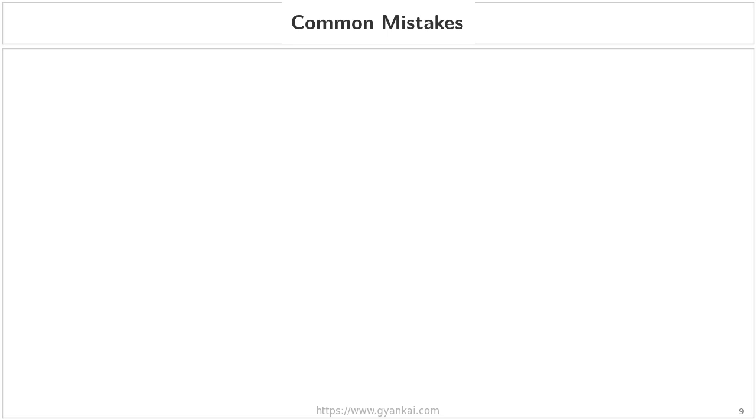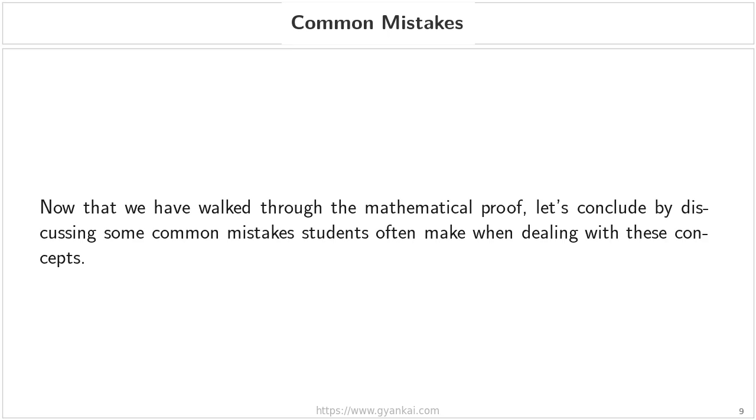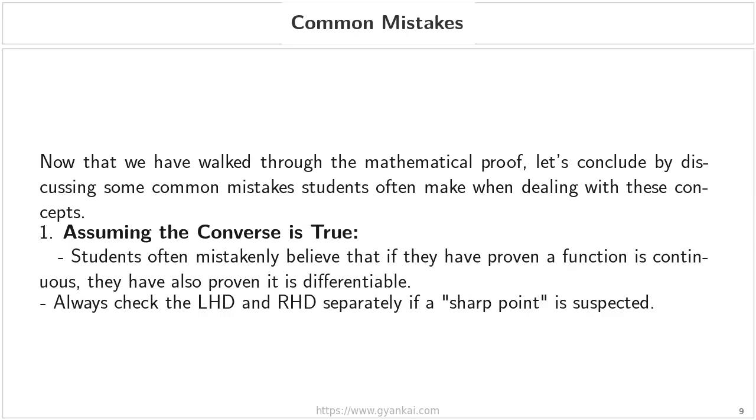Common mistakes. Now that we have walked through the mathematical proof, let's conclude by discussing some common mistakes students often make when dealing with these concepts. First, be careful about assuming the converse of our theorem is true. It is a very frequent mistake to believe that if you have proven a function is continuous at a point, you have automatically proven that it is differentiable there. As we saw in our example with the absolute value function, continuity is necessary, but it is not enough.